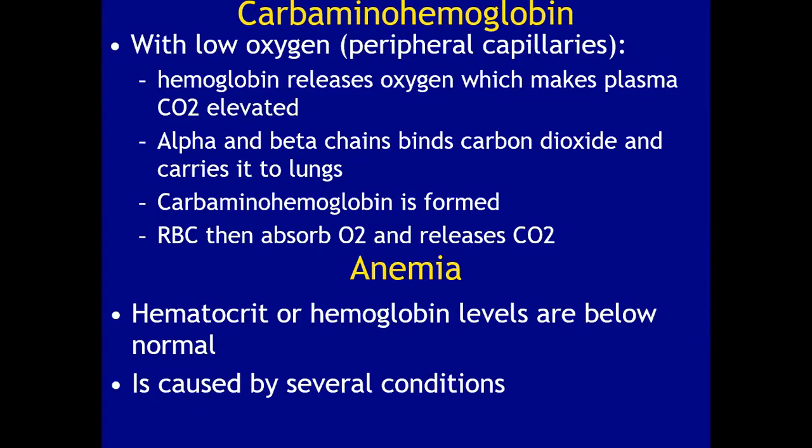Okay, this hemoglobin can also bind carbon dioxide to it. Now, it doesn't bind at the same place that oxygen does, so there's no competition between carbon dioxide and oxygen for binding. Okay, the carbon dioxide actually binds to the alpha and beta chains, the actual protein part. Okay, but we produce something called carbaminohemoglobin. Okay, and we're able to move this back to the lungs, release the CO2, pick up more O2.